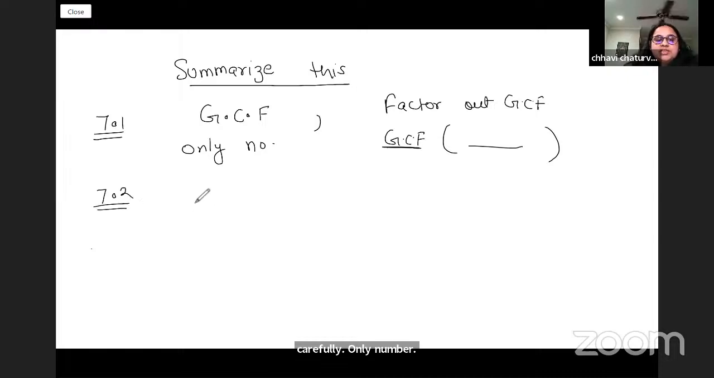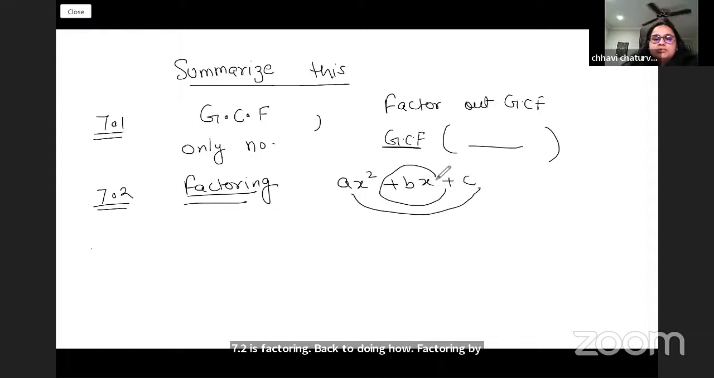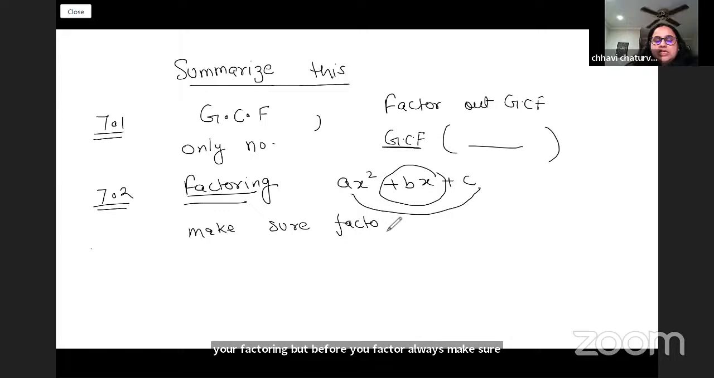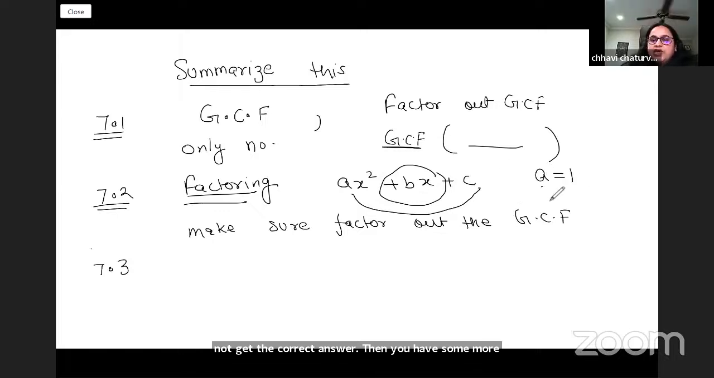Remember, whenever you factorize something, 7.2 is factoring. Factoring how? By multiplying the first and last term and checking if it adds up to the middle term. So that's your factoring. But before you factor, always make sure that you factor out the GCF. Otherwise, you will not get the correct answer. Then you have some more factoring. In 7.2, the value of a was 1.